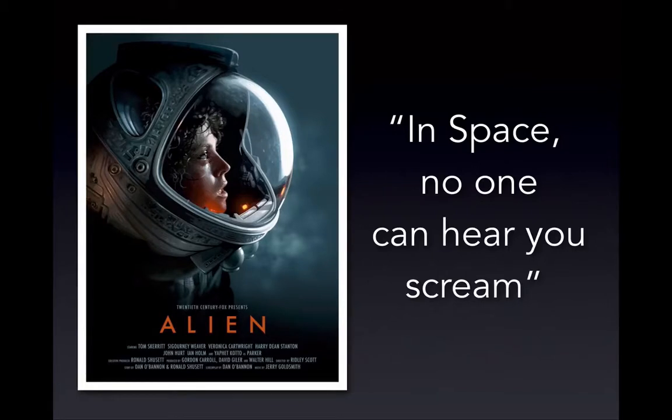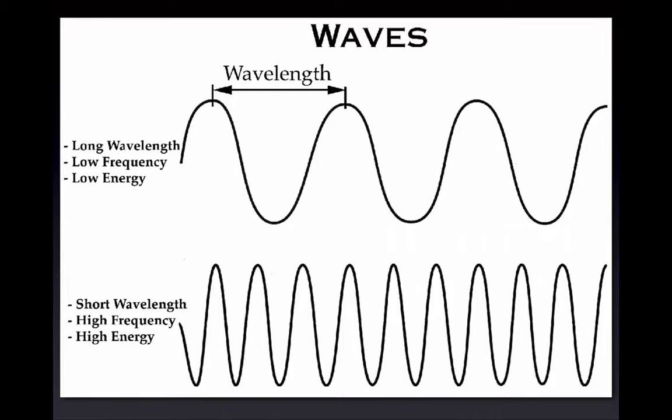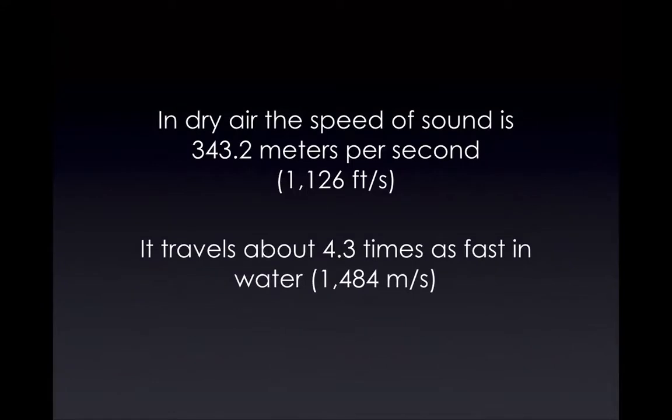And it's completely true. Sound is a mechanical wave. It cannot travel in a vacuum. So it needs a medium, like air or water, to propagate. That concept is called medium disturbance. Okay? And when you look at waves, they have obviously different wavelengths and higher or lower frequencies. But I can tell you that in dry air, the speed of sound is about 343.2 meters per second. It travels about 4.3 times faster in water.